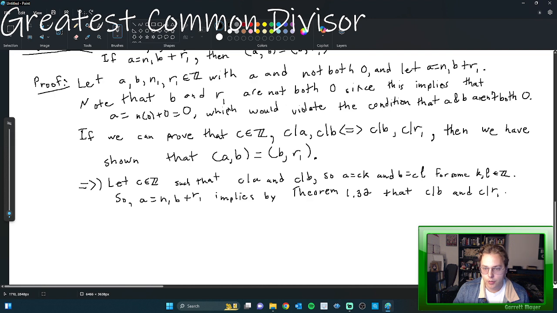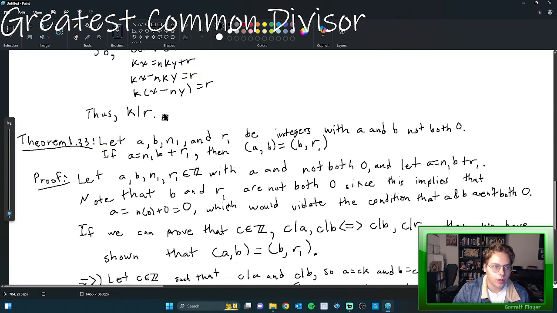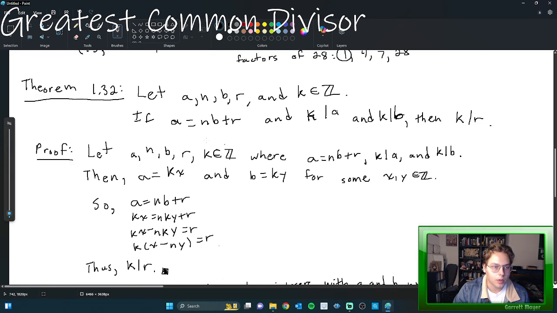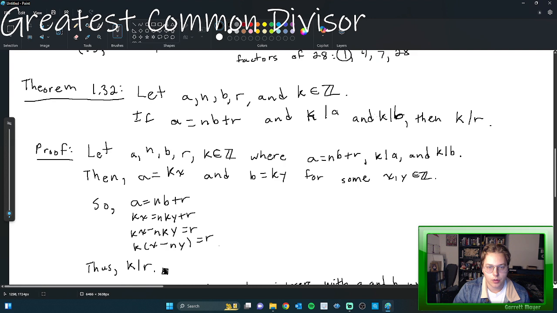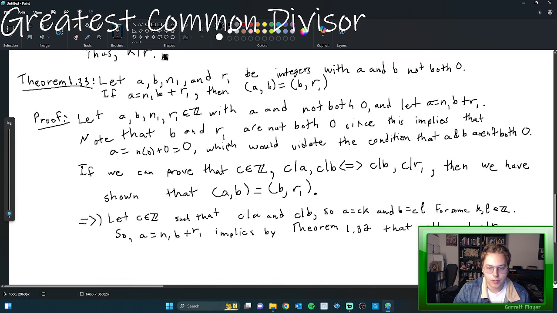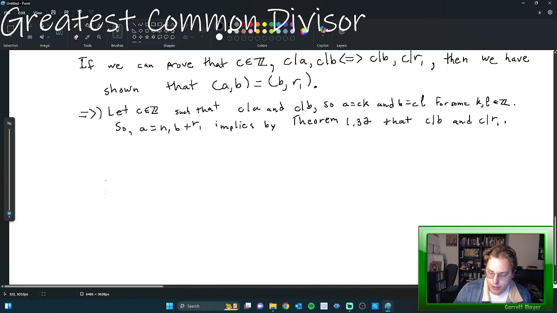So by citing that theorem that we previously proved, if you remember it, if a can be written as nb plus r, then if k divides a and k divides b, then k divides r. We've basically shown that here because we know that k divides a and k divides b right there. So it also means that c divides r1, and we already know that it divides b. So that's that first direction. Let's prove the other direction.